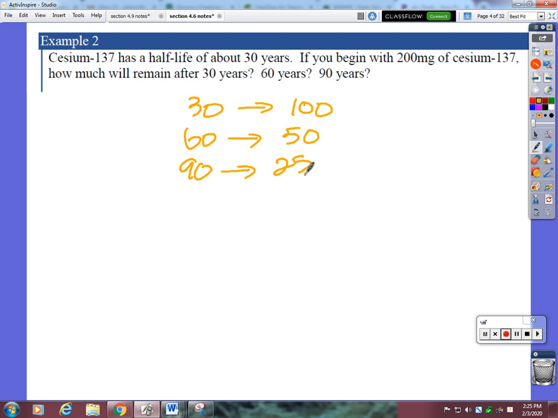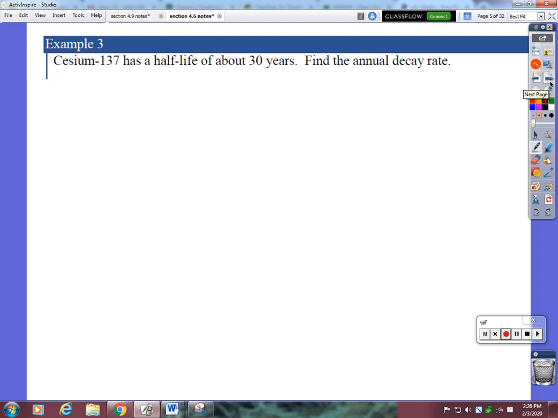So notice that what makes this exponential is that this is being multiplied by the same amount each time. If they were both going up by the same amount, then it would be linear. Okay? All right, what else we got?